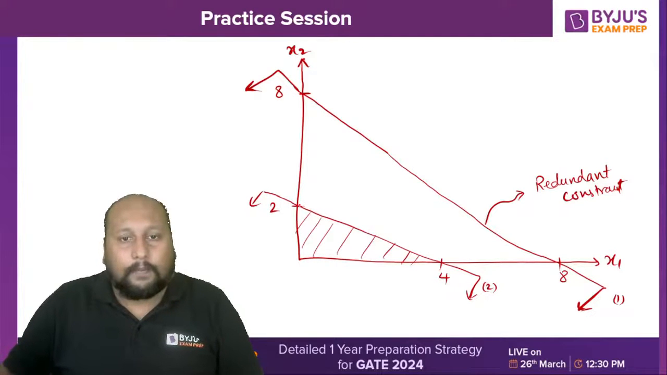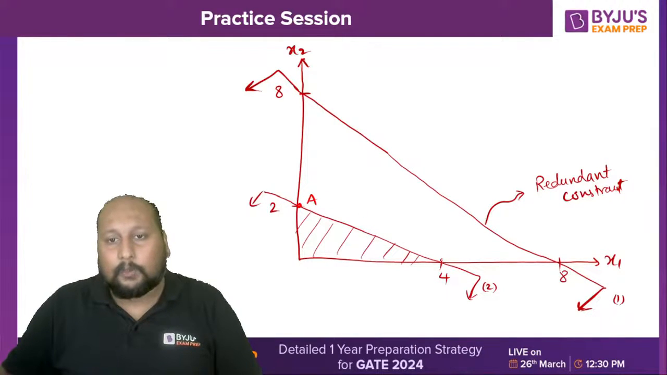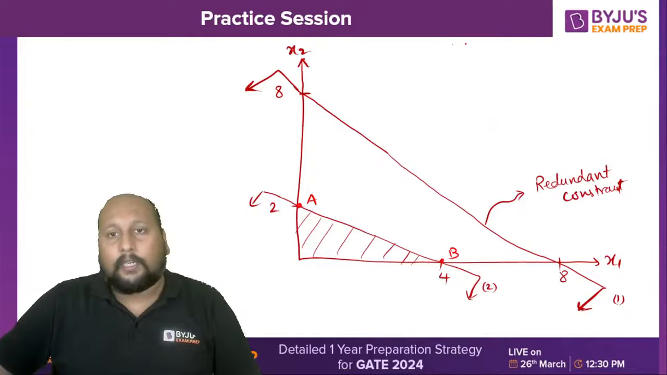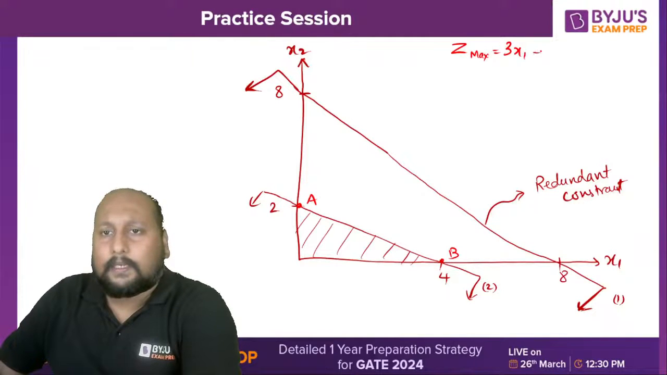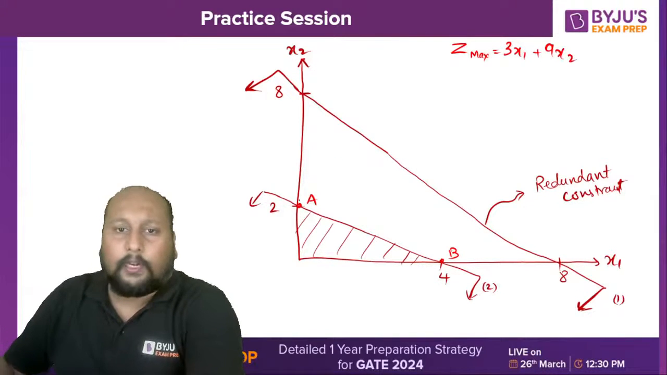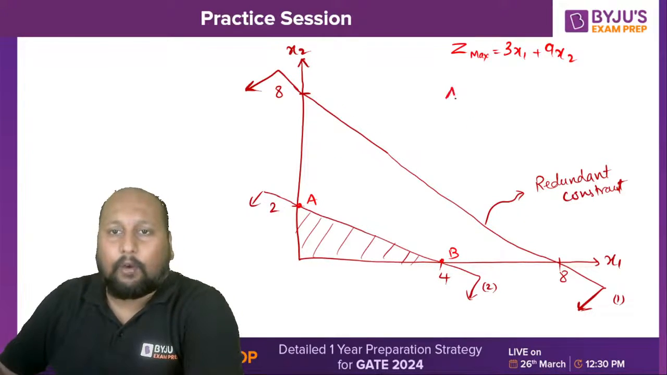Okay, so let us suppose I'm assuming this as point A, this as point B. What was the objective function? Z max we need to calculate. The objective function was 3x1 plus 9x2. So let us suppose this is point A. Point A is having a coordinate of 0, 2 and point B is having a coordinate of 4, 0.